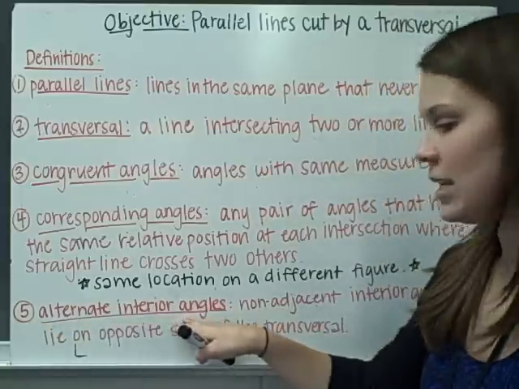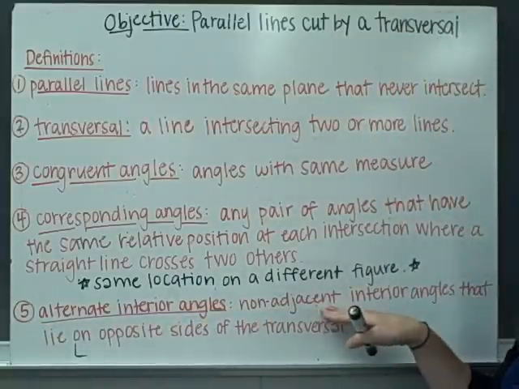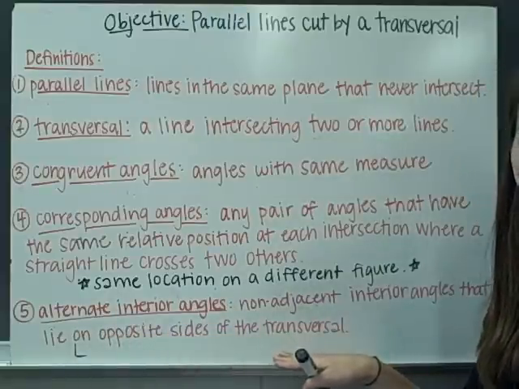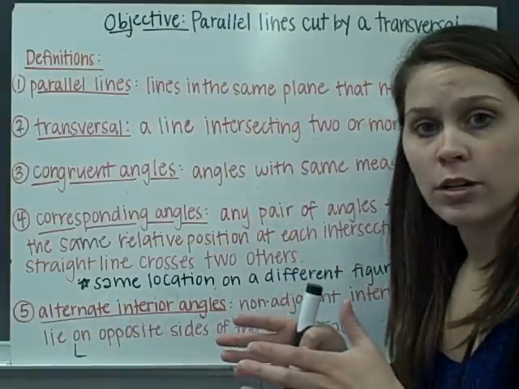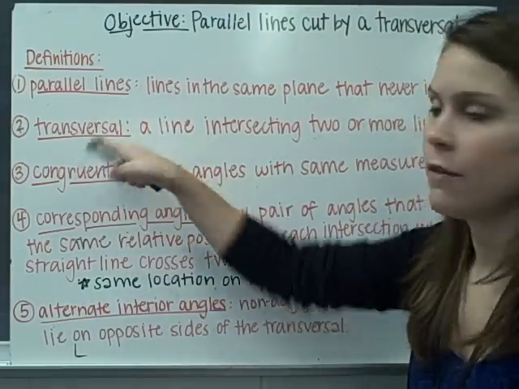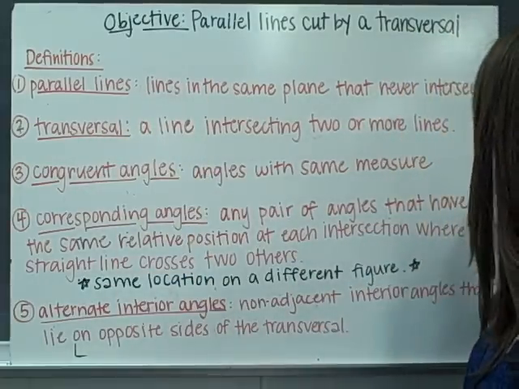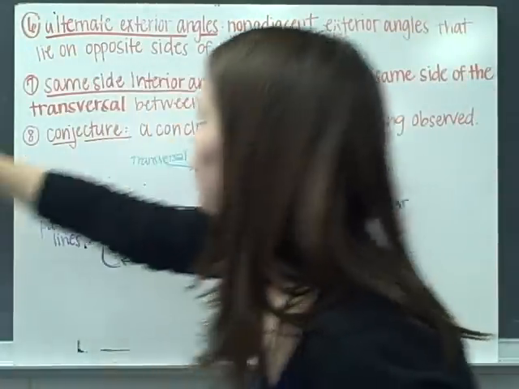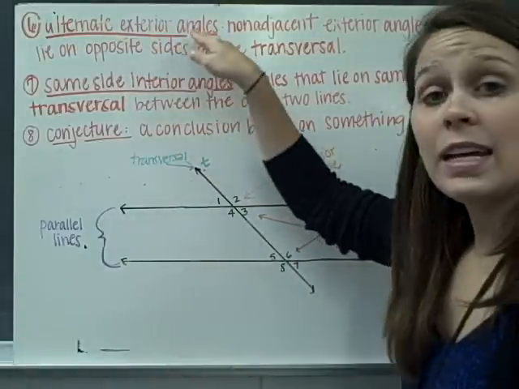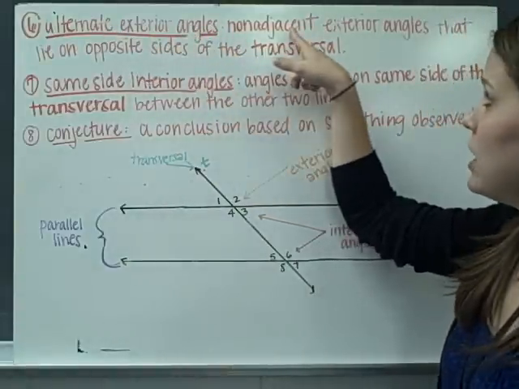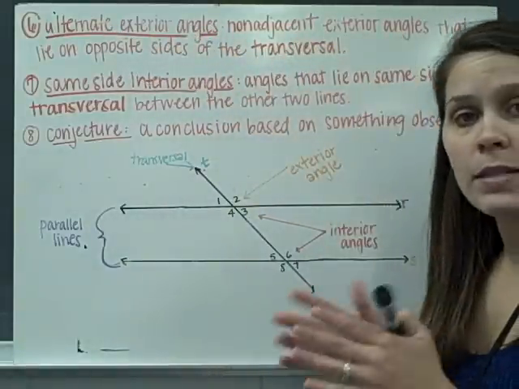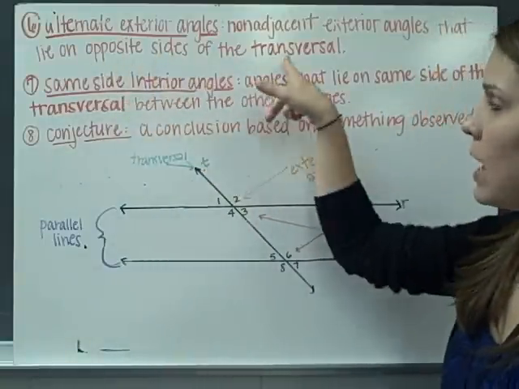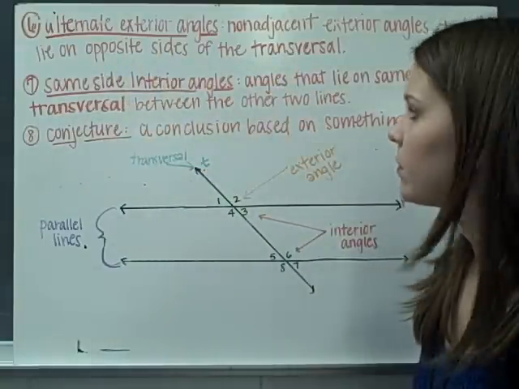And alternate interior angles are non-adjacent interior angles that lie on opposite sides of the transversal. So they're not beside each other, and they're on opposite sides of that transversal line. Alternate exterior angles are non-adjacent exterior angles, so they're not beside each other on the exterior, that lie on opposite sides of the transversal as well.